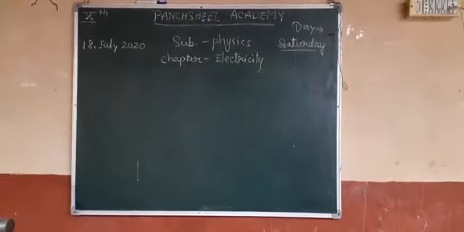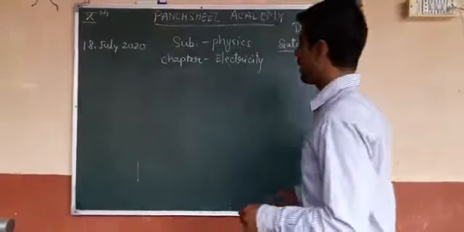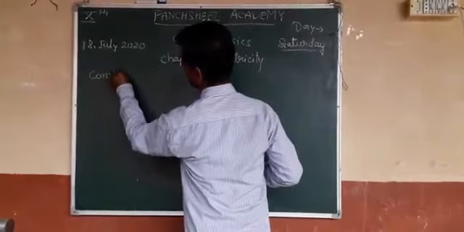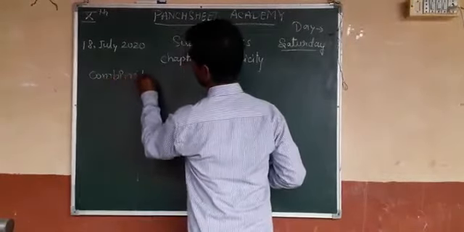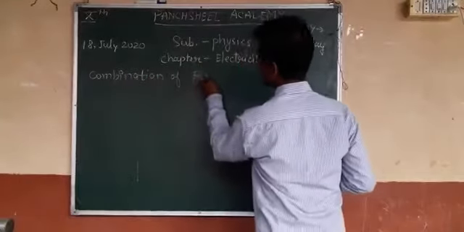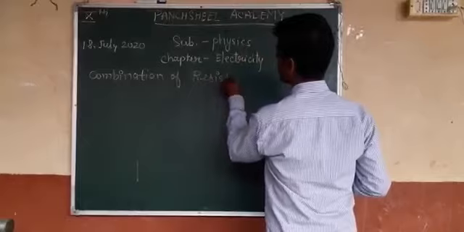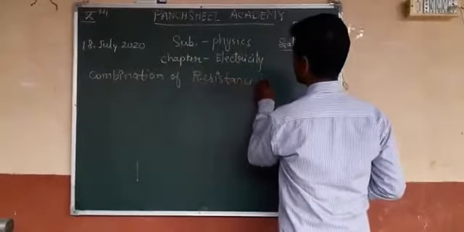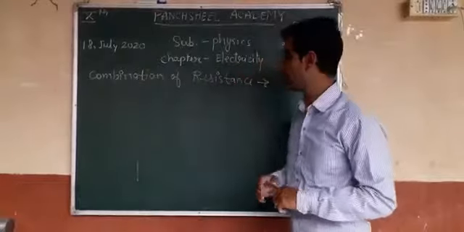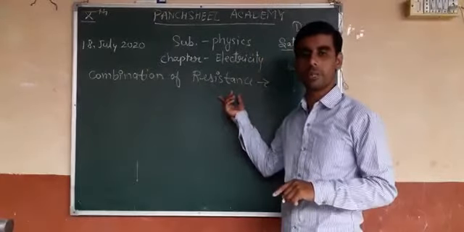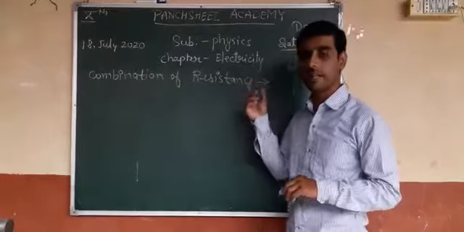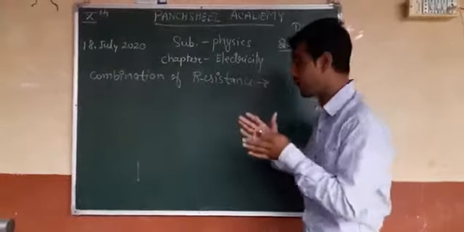The combination of resistance is our next topic. What is resistance? Resistance is the property by virtue of which it opposes the flow of electric current. Resistance means it opposes the flow of electric current.